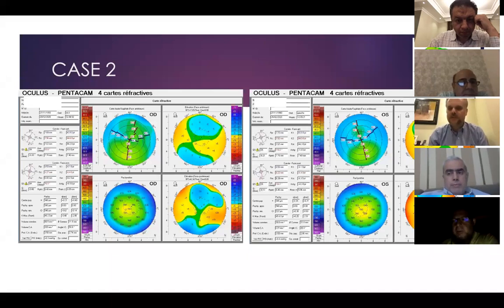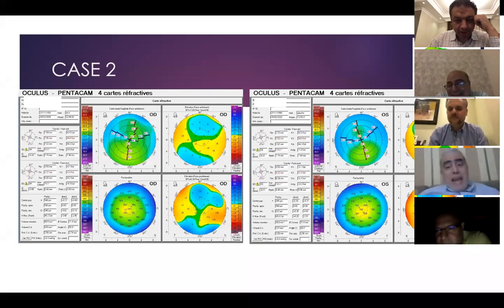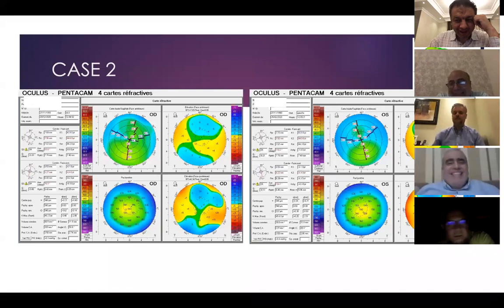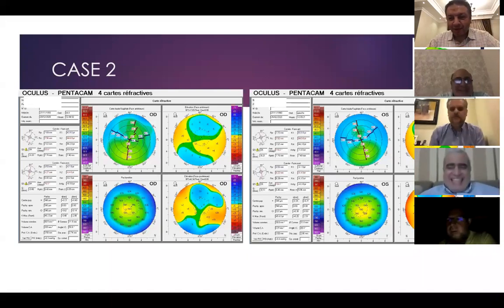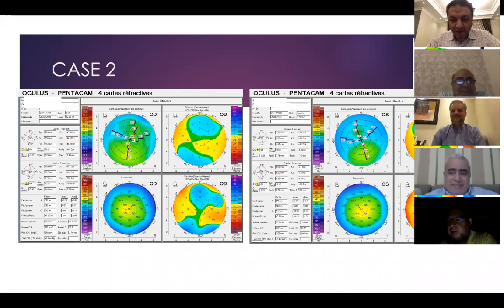Okay. Dr. Yasser. Professor Magdi, do you like to add something? I will ask for epithelial mapping. Yeah, okay. I don't have it. Dr. Yasser, what about the inferior superior steepening difference? Is there any inferior superior difference at the 4 millimeter zone? Yes. What's the amount of difference?